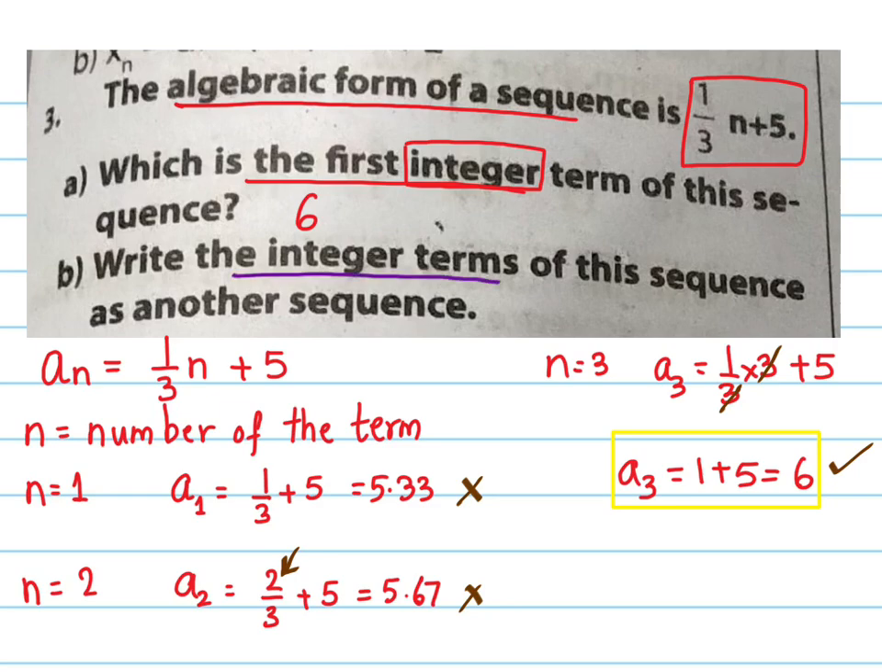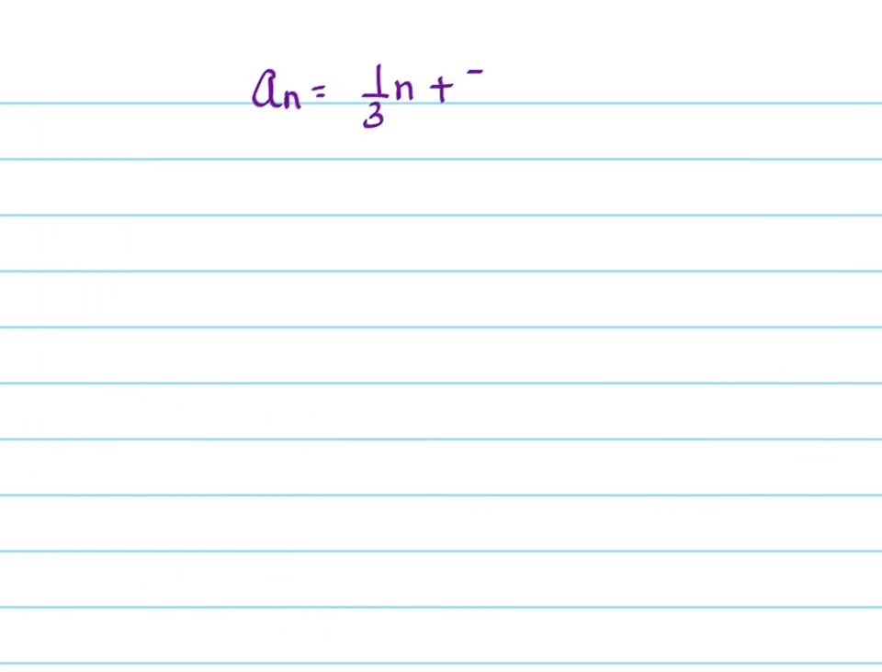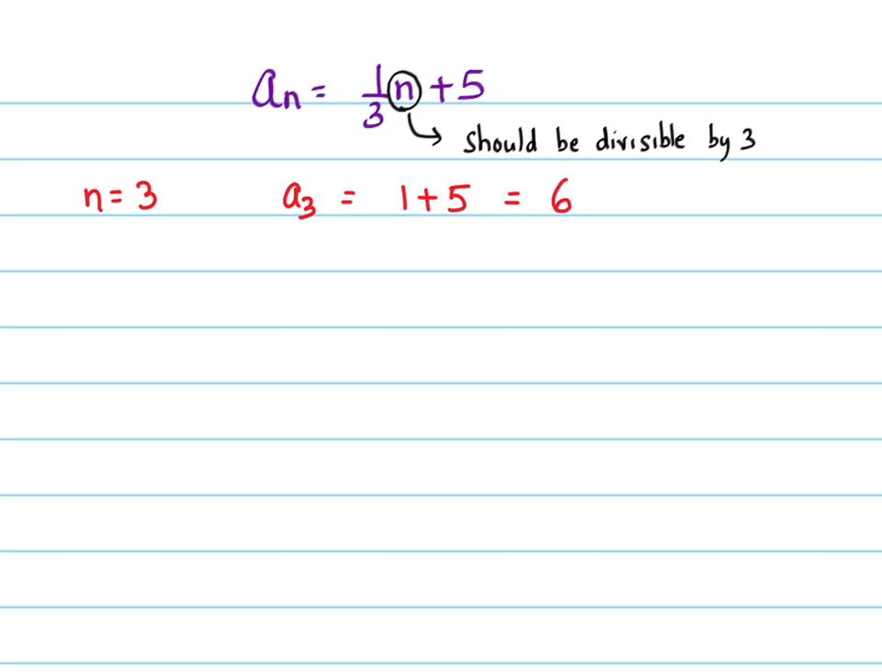Then it's asking, write the integer terms for this sequence as another sequence. So we want to create a sequence with the integer numbers, the terms which would be an integer. We want to find them out and write it as another sequence. So we'll write the algebraic expression which is given to us, and we already know that n equal to 3 will give us 6. Now to get integers, we want to have n divisible by 3. Then only we will be able to cancel it out completely and get an integer number.